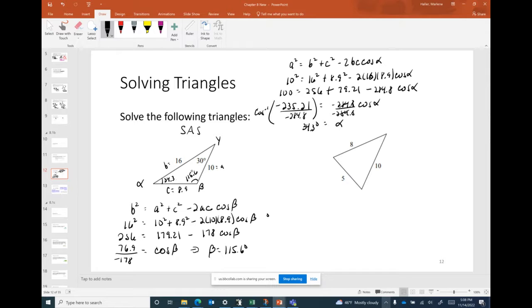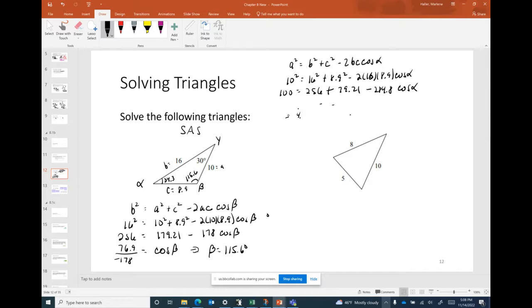All right, does it make sense? I'll add these up and I should get 180 or close to 180. We're off by just a little bit because of some rounding error. Okay. Now there's nothing that much different in solving a side-side-side triangle like this one here.